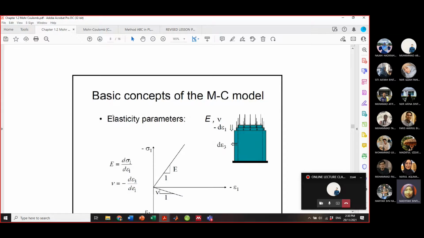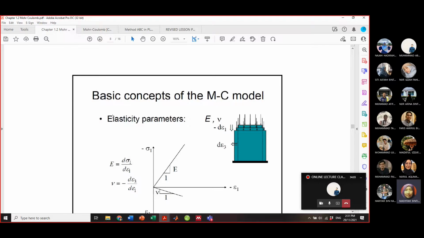So for Mohr-Coulomb, it is actually easy to use, to apply, and to understand, because the number of parameters is also easy to obtain. But as I said earlier, the model can give you an overestimated design and also an underestimated design, which does not exactly represent the real behavior of the soil on site.